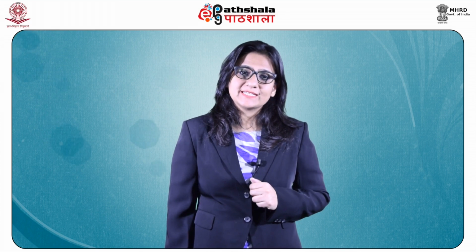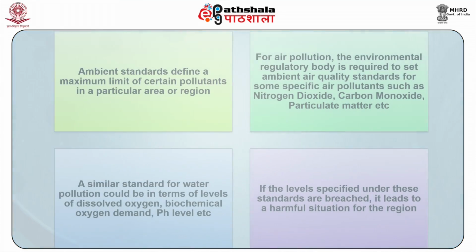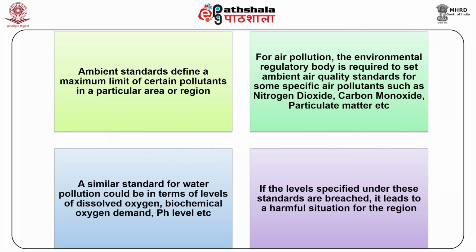The environmental quality standards may be characterized into three categories, namely ambient, emission and technology, that we will study in detail in this module. Ambient standards define a maximum limit of certain pollutants in a particular area or region. For air pollution, the environmental regulatory body is required to set ambient air quality standards for some specific air pollutants such as nitrogen dioxide, carbon monoxide, particulate matter, etc.